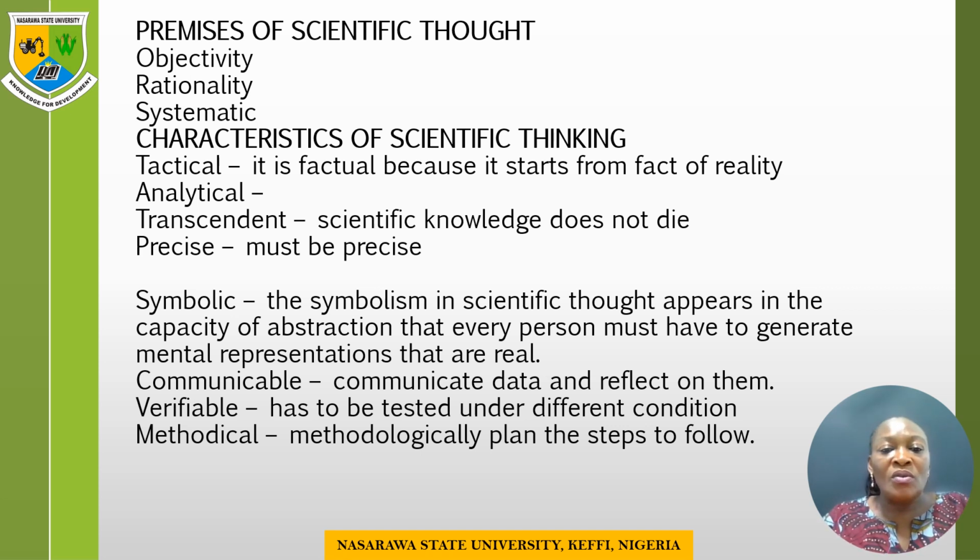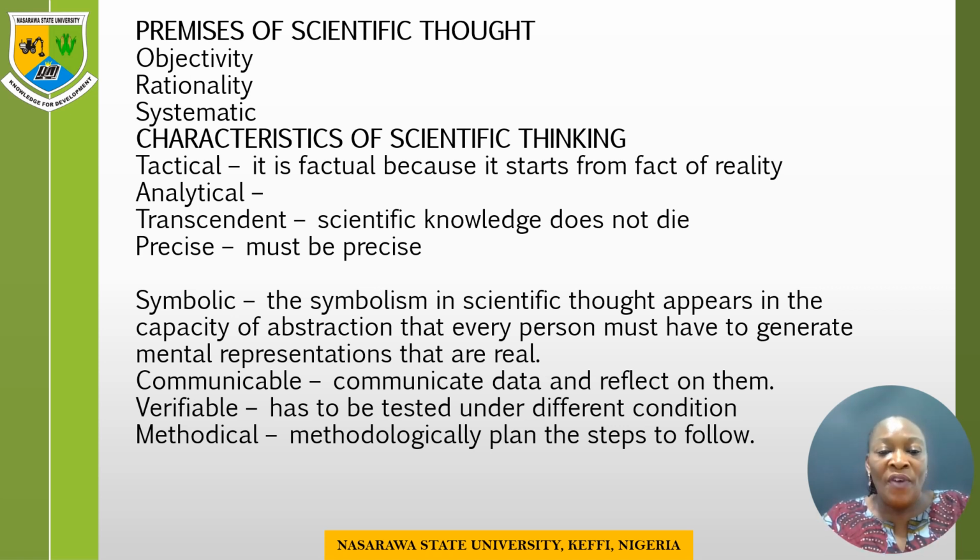It has to be symbolic. The symbolism in scientific thought appears in the capacity of abstraction that every person must have to generate mental representations that are real. It has to be communicable, communicated data and reflect on them. Communicable in the sense that everything you do has to be communicated. Why? Because of the simple fact that it is prone to verification, it is prone to another testing.